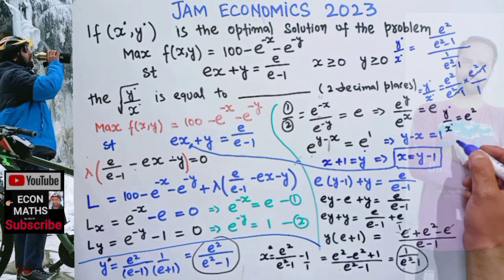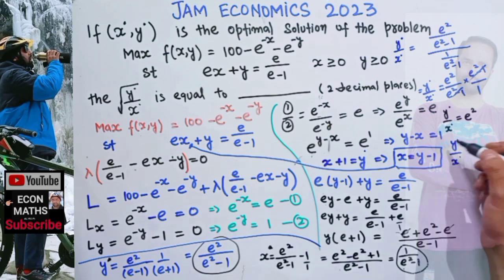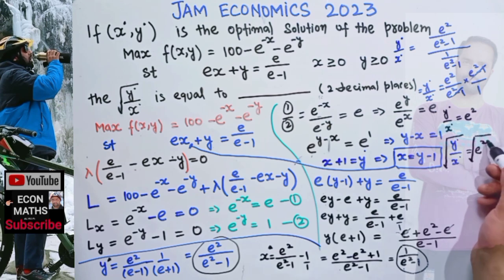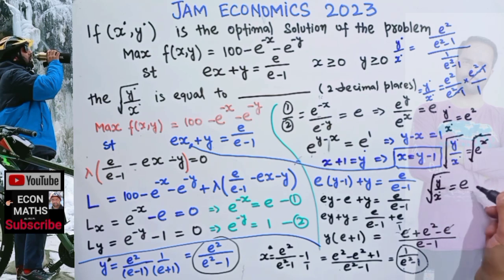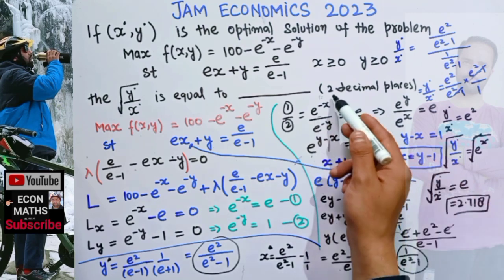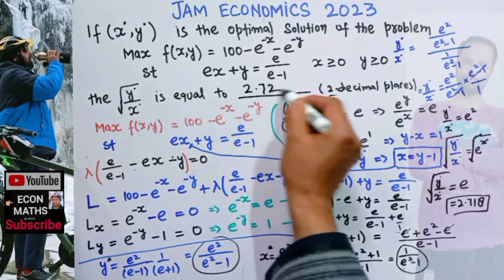But we need to find out the square root of y star upon x star. Okay, so we have y star upon x star equal to e square here. Since we want to find the square root, let us put the root here, then we have to put the root sign here also. So square and root get cancelled. That means the square root of y star upon x star is equal to e, and we know the value of e is 2.718, something like this. That means since we have to take two decimal places, we can write it as 2.72. 2.72 will be the answer.